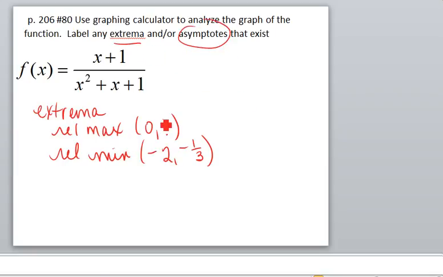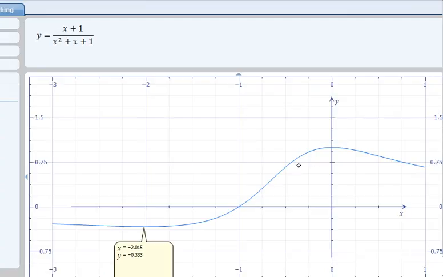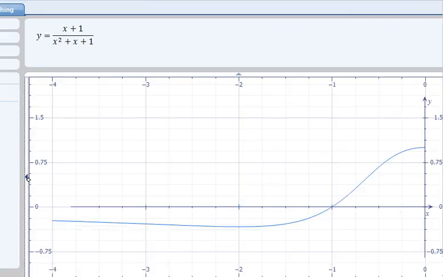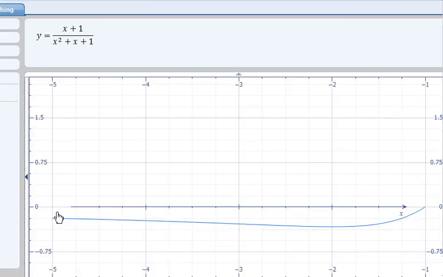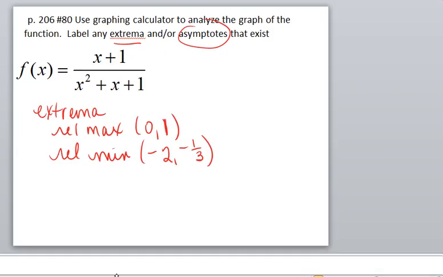Now the asymptotes that exist: it looks like the only asymptote, if I go out here a little bit further, is that it's getting closer and closer to 0 as it approaches negative infinity. And if I go back out the other way, it would be getting closer and closer to 0 on the other side as well. And you can check that out on your graphing calculator. So that means that there is a horizontal asymptote at y equals 0.